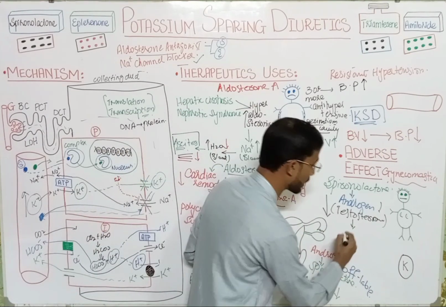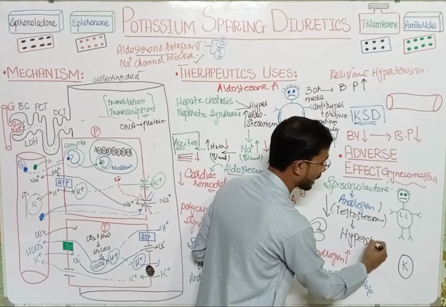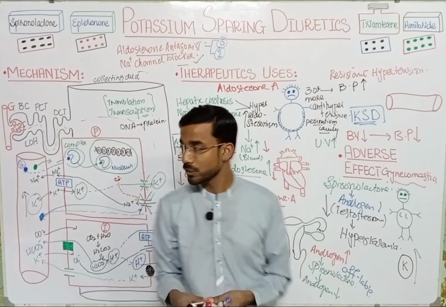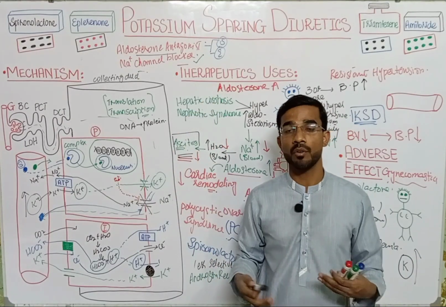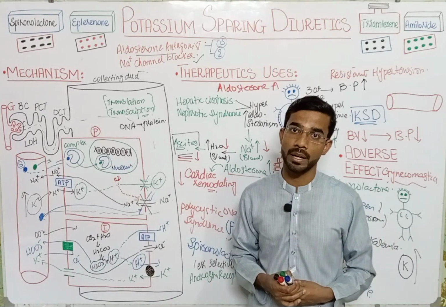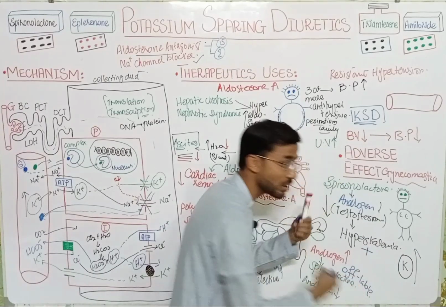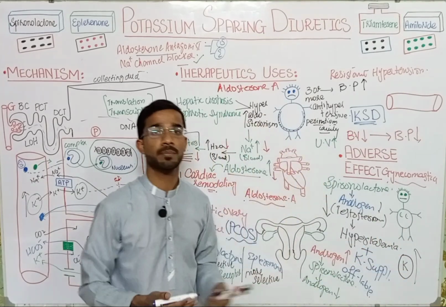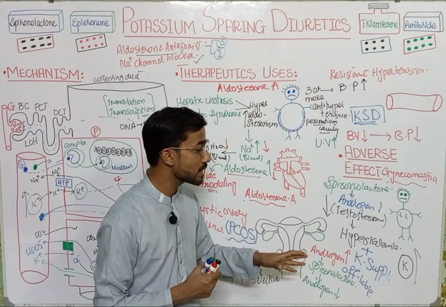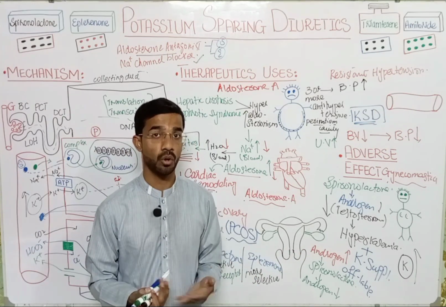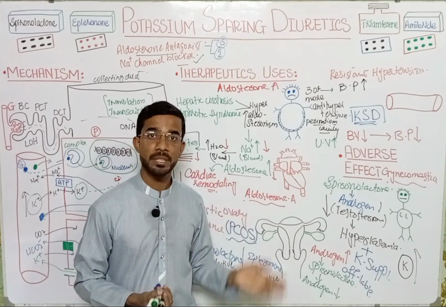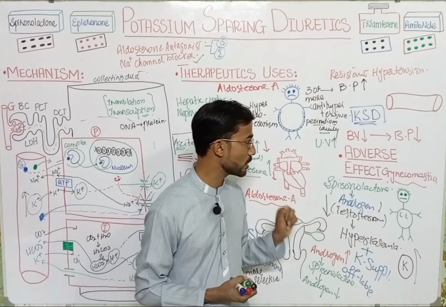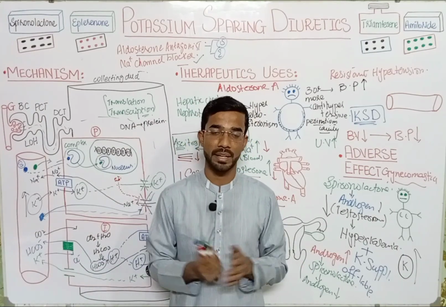The last adverse effect is hyperkalemia, a high potassium level in the body. As we know, they conserve or increase the concentration of potassium in the blood. When we also take a potassium supplement along with the potassium-sparing diuretics, it causes hyperkalemia. So we do not take potassium-sparing diuretics along with a potassium supplement. This is the adverse effect of the potassium-sparing diuretics.